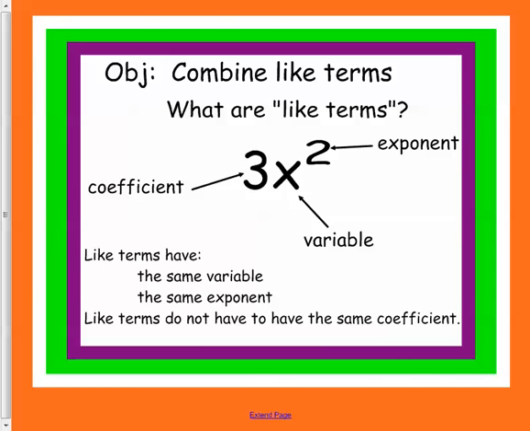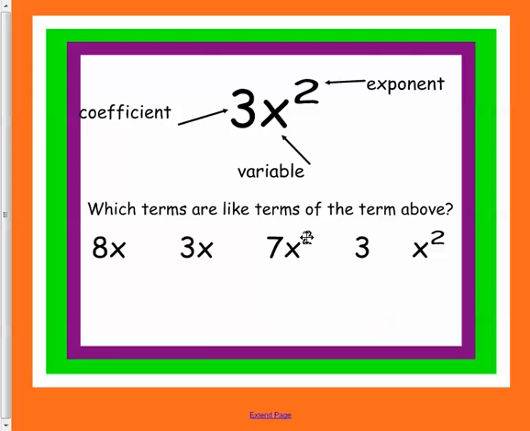Today we're talking about simplifying expressions by combining like terms with the distributive property. So, what are like terms? Like terms need to have the same variable and exponent, but not necessarily the same coefficient. If we look at this one, the like terms would be the 7x squared and the x squared, because they have the same variable and exponent.